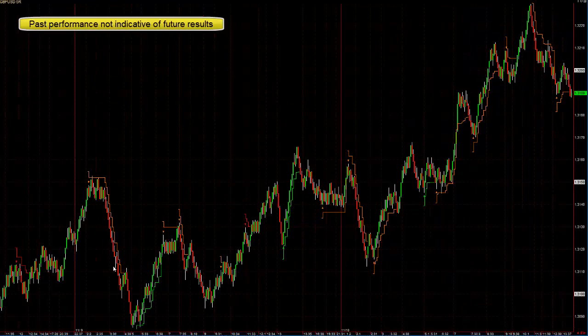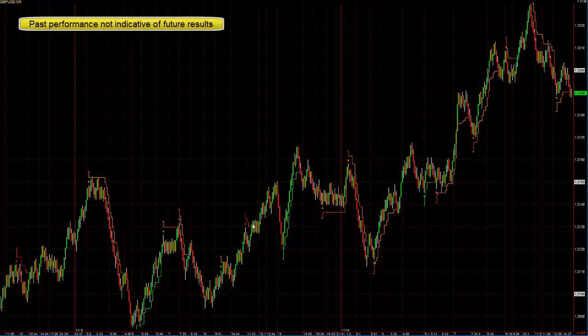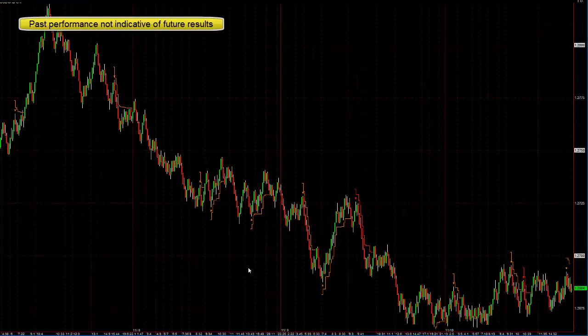Here's the pound dollar. You can see a really nice big 40 pip win, 30 pip win, 10 pip loss, 5 pip win, 10 pip loss, another 10 pip loss, 20, 25 pip win, 5 pip win, 20 pip win, 15 pip win, 8 pip loss, 20 to 30 pip win, 20 pip win, 8 pip loss, 25 pip win, and lost about 10 pips on that last one.